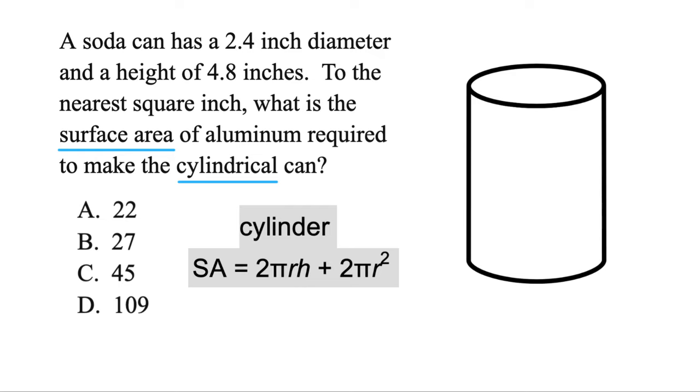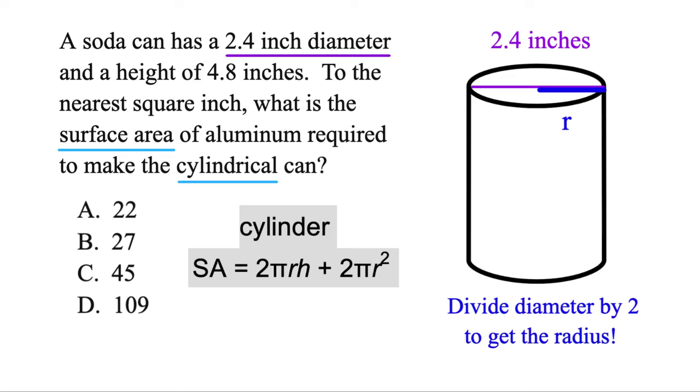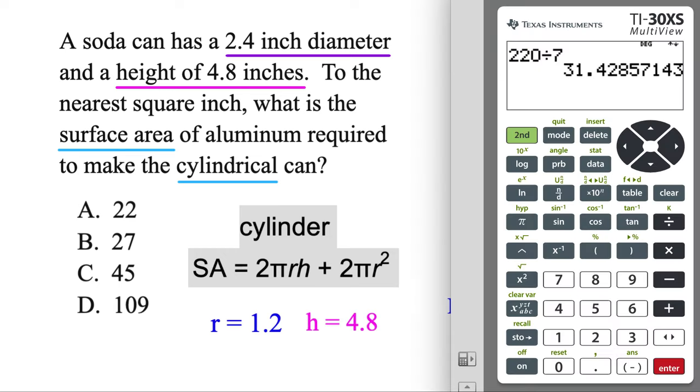Now we don't know the radius, but if they give you the diameter, that's what you're going to use. That goes all the way across. But the radius is exactly half of that. In other words, you could divide the diameter by 2 to get the radius. So divide that by 2, cut it in half. The radius, 1.2. And then they've actually given us the height is 4.8. So we're ready to plug this in here.